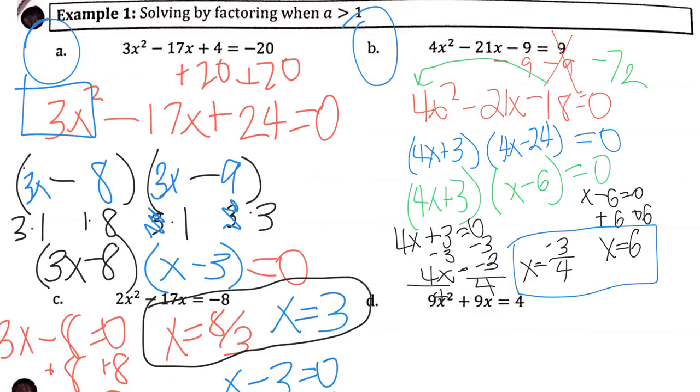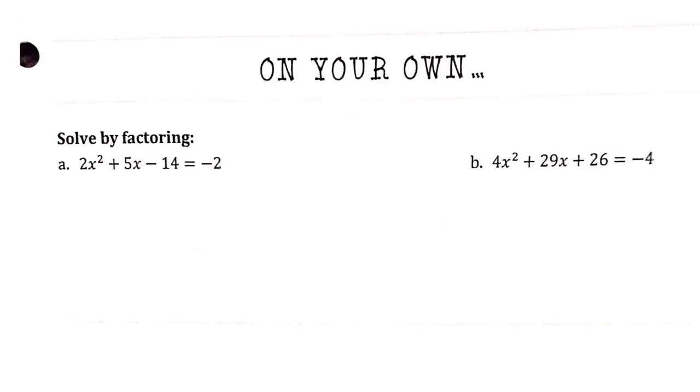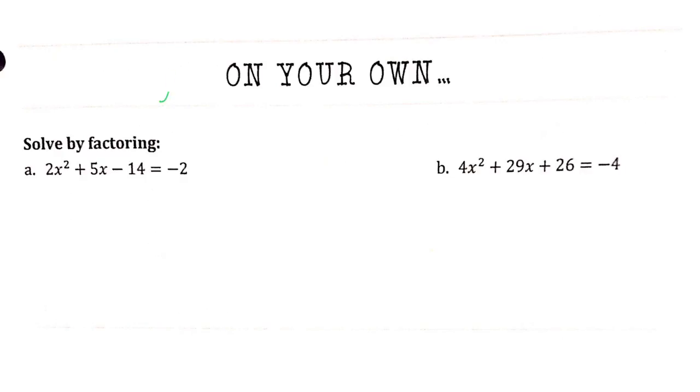Go ahead, complete C and D, and then also complete the on your own problems. You guys are left with just these two on your own problems. So please make sure you solve each of these by factoring. Set it equal to 0, create the two binomials, and go ahead and get to work.